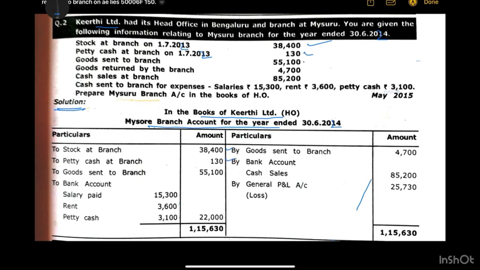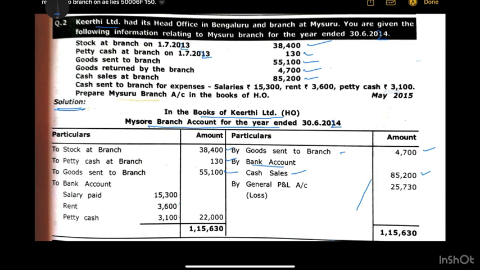Goods sent to the branch 55,100. Goods returned by the branch 4,700. Sales. So sales 85,200 taken on the credit side. Bank account sales 85,200. And the closing balances, if it is not given in the problem, sometimes they'll give the stock at branch at the end of the period.